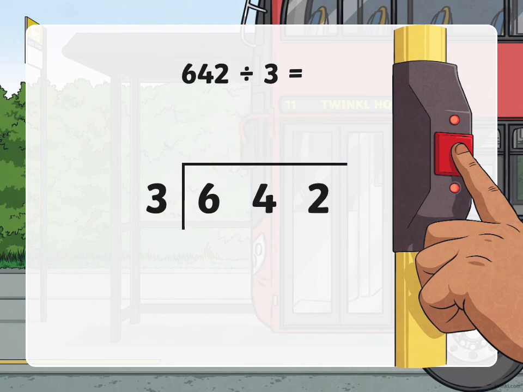Next problem is 642 divided by 3. Now we start from the left. 6 divided by 3. Go through table 3. 3, 6. It's 2. Now next digit, 4 divided by 3. 4 is not in table 3, but we have in table 3 the numbers 3 and 6. So the smallest number is 3. So 3 divided by 3 is 1.